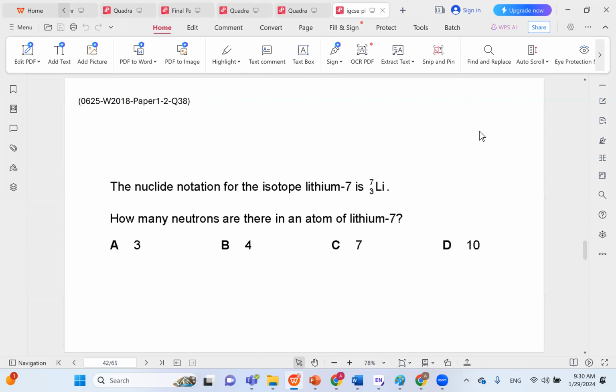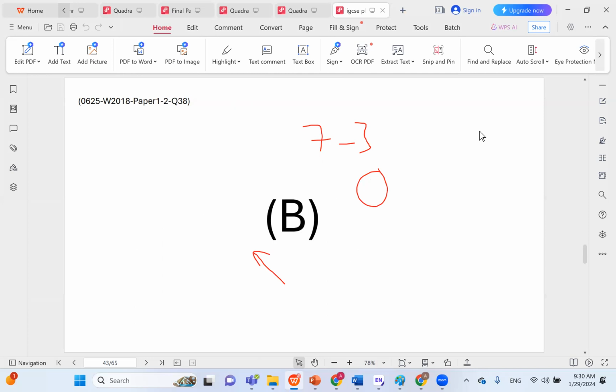The nuclide notation for the isotope lithium-7 is 7/3 Li. How many neutrons are there in an atom of lithium-7? So to get the number of neutrons, you simply subtract 7 minus 3, and the correct answer is 4. So B would be the correct choice here.